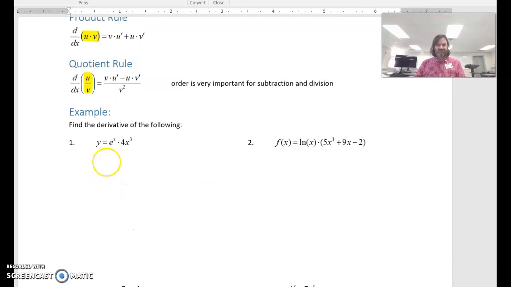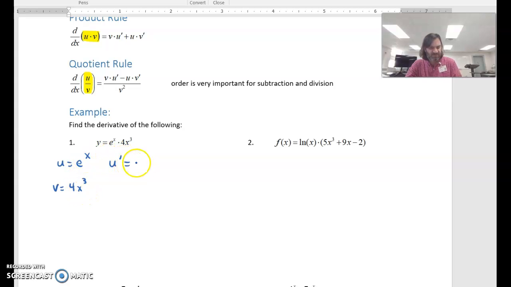First of all, the product rule here. So what we have here is y equals e to the x, and that's times 4x cubed. Now we don't have a rule for this thing specifically, but if we look at it as u being e to the x and v being 4x cubed, it's two things multiplied together.